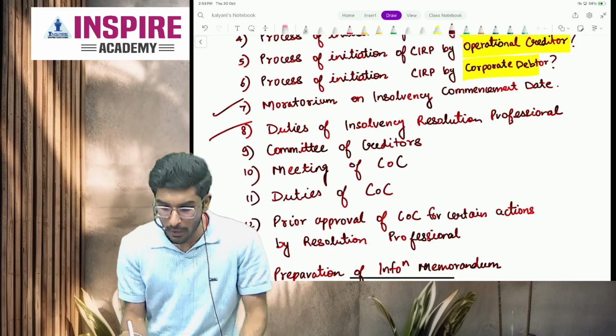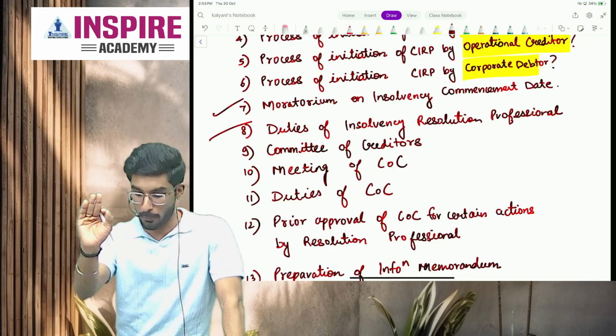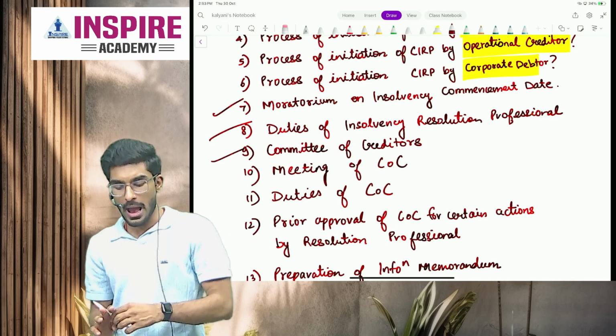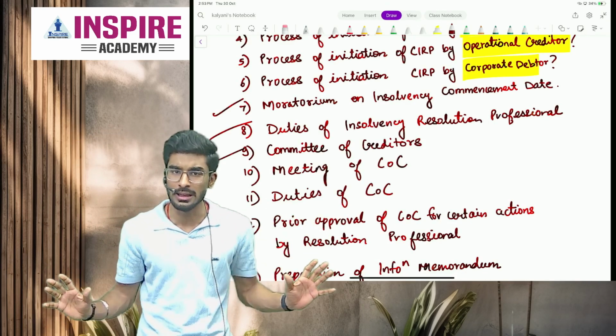Okay. Then we understood what are the duties of the insolvency resolution professional. Then lastly, we understood the concept of committee of creditors, and how the voting is calculated.